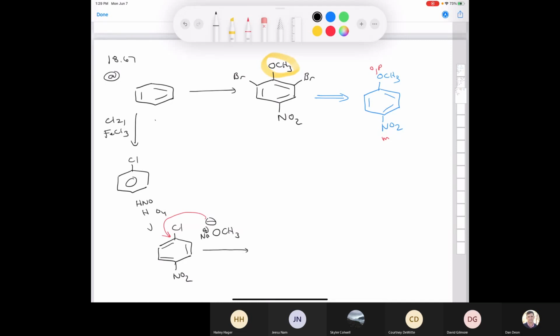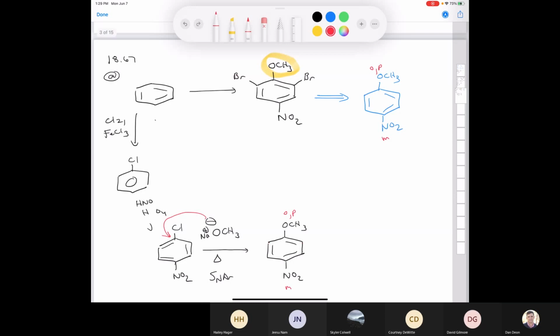There's no reason why we couldn't do that. So we'll use sodium methoxide and heat, and that's going to do our SNAr reaction. And then we would have the methoxy group in the right place. So we have our methoxy, and then we have our nitro. So the methoxy is going to be a strong activator. It's an ortho-para-director. This is a meta-director. So now our bromination is only going to occur at these positions.